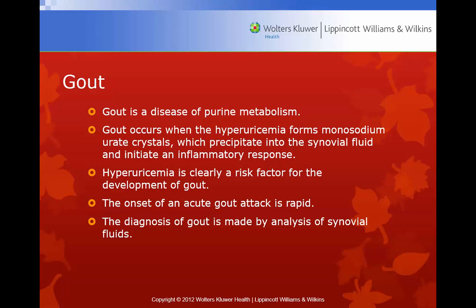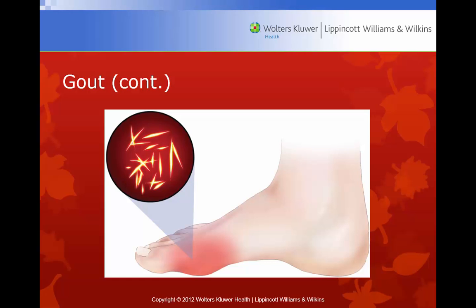The onset of an acute gout attack is rapid, and the diagnosis of gout is made definitively by analysis of synovial fluids, but we can also check a uric acid level and a sed rate and C-reactive protein, or CRP, level in blood work in a serum sample. Those are pictures of the urate crystals. That is also in your book. That's on page 464.